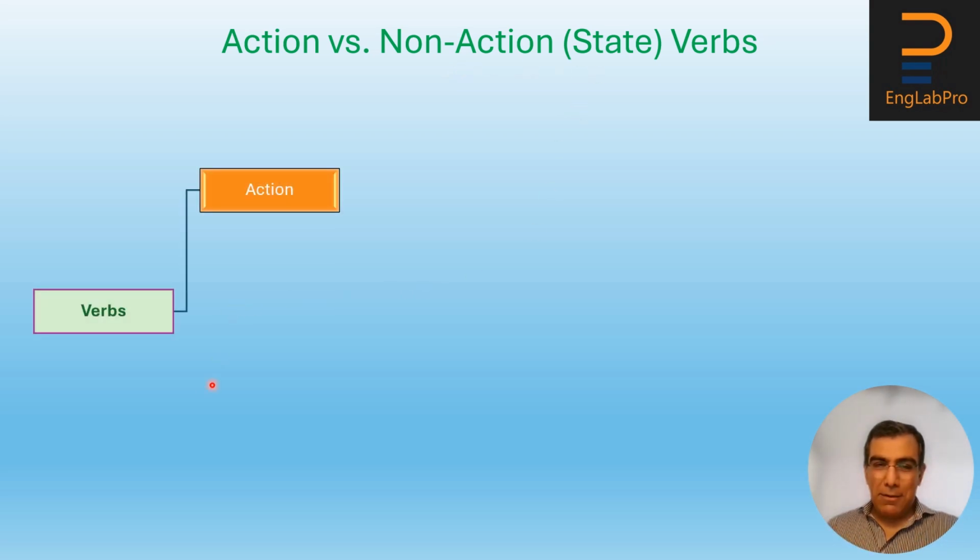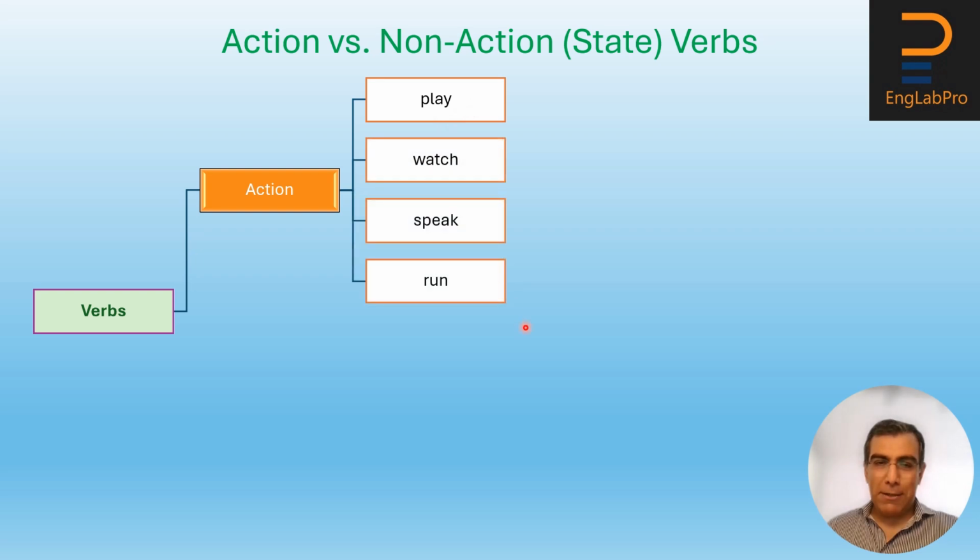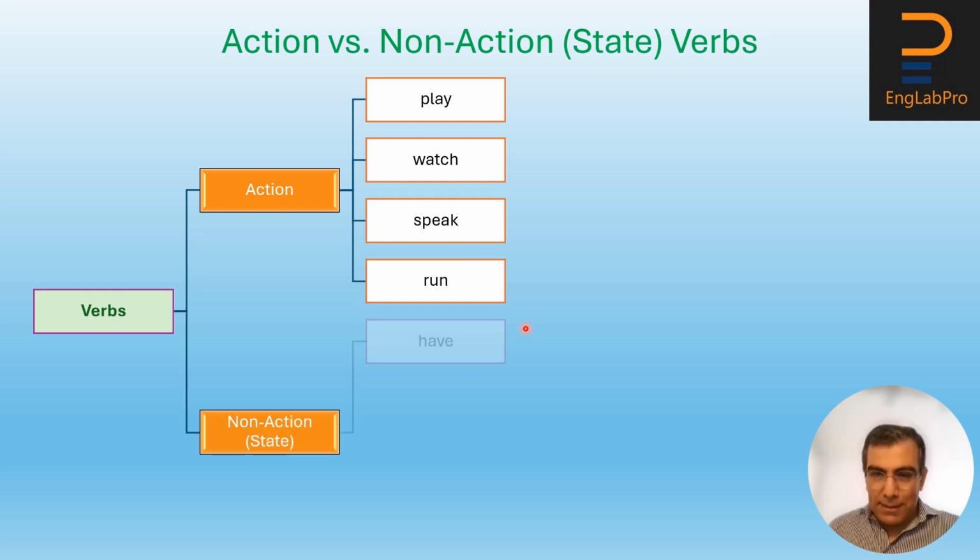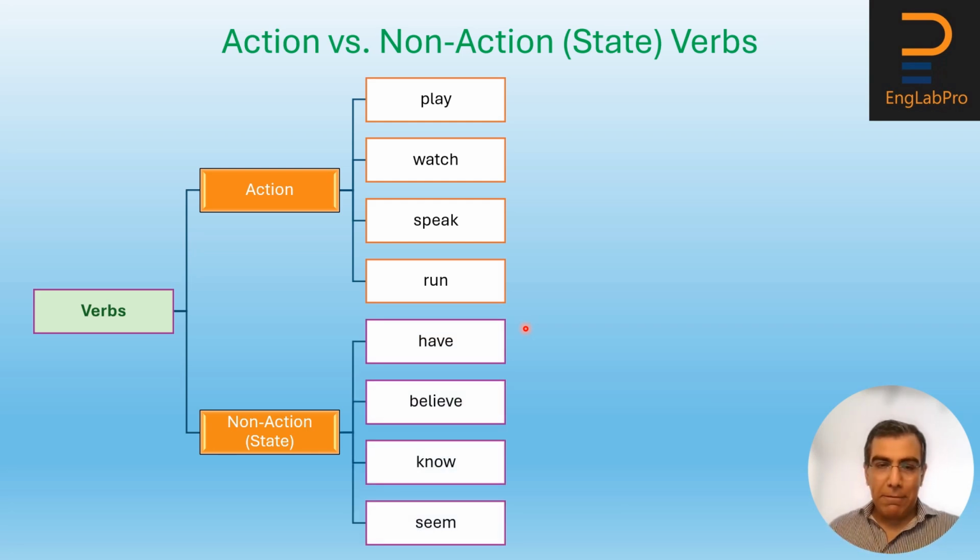So let's take a look at some examples of action and non-action verbs. For example, for action verbs, we can say play, watch, speak, and run. You can see they can have a duration of happening. While non-action verbs or state verbs do not have this. For example, have, believe, know, or seem. These are the verbs that cannot happen for a duration of time. You see, the word happen does not apply to them.